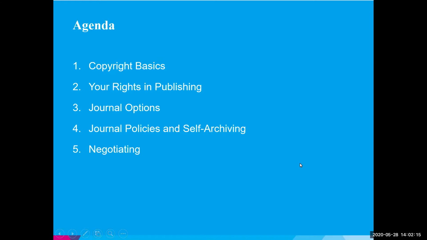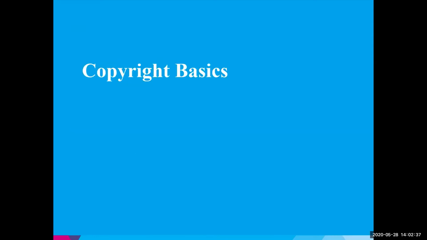Okay, so this is our agenda. We are gonna go over copyright basics, your particular author's rights in publishing, journal options when you are getting ready to select journals to publish in, journal policies for open access and self-archiving, and negotiating with publishers. So first of all, copyright basics, because you can't have author's rights without copyright.